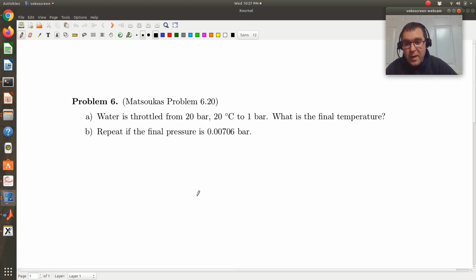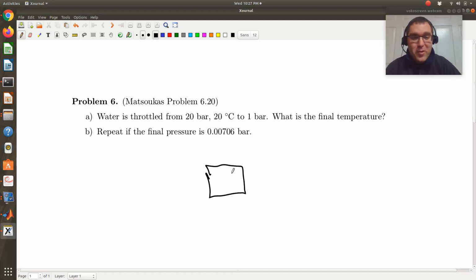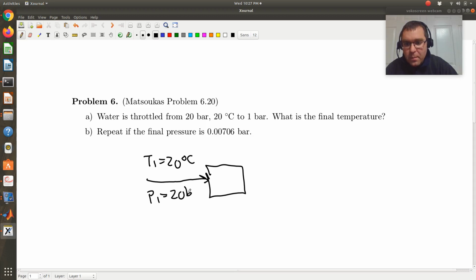Okay, and so schematically, I'm going to draw this. This flow device would be my venturi meter, orifice, or partially closed valve. Coming in, I'm going to have some inlet stream. I'll call it T1, which is at 20 degrees C, and P1 is equal to 20 bar. Exiting, my system is going to be at a pressure of 1 bar. So I'm reducing the pressure.